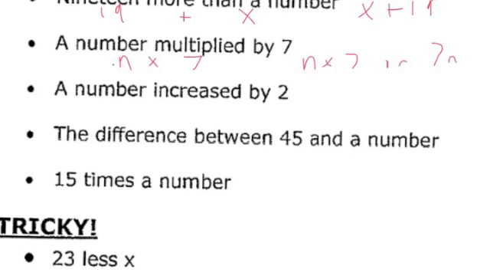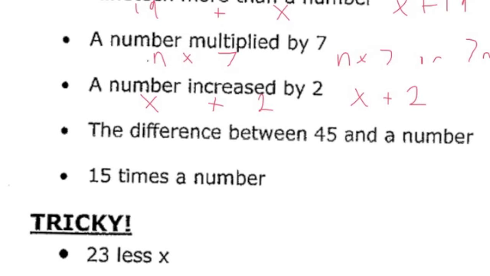Let's do one more, and I'll have you guys do two by yourself. So we have a number, meaning a variable, increased by 2. So increased means add, and 2 just means 2, so you have x plus 2. Now you guys, I'm going to let you do these two on your own.